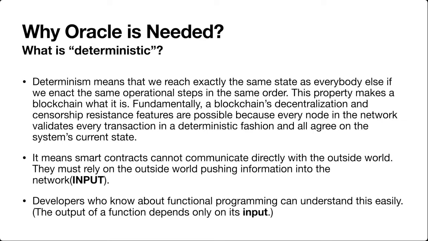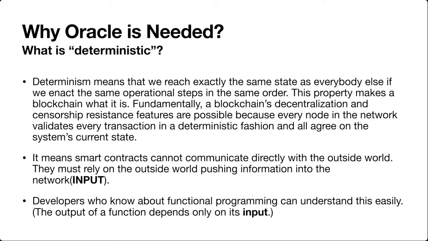Why is an oracle needed? To answer this question, we first need to know what blockchain determinism is. What is deterministic? This content is also from Google. Determinism means that we reach exactly the same state as everybody else if we enact the same operational steps in the same order. This property makes a blockchain what it is.